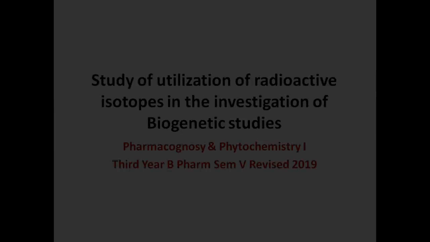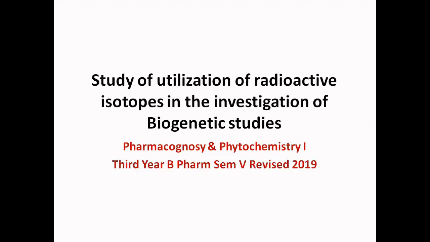Study of utilization of radioactive isotopes in the investigation of biogenetic studies. How we can use different radioactive isotopes in investigating which intermediates or which enzymes are responsible for the formation of the end product in the biosynthetic pathway.